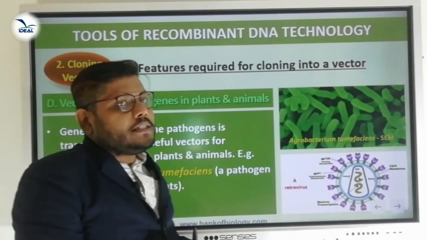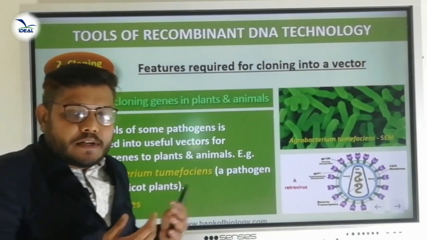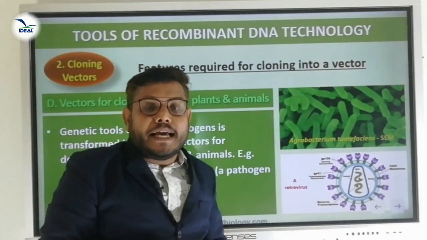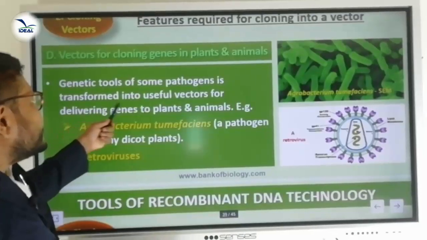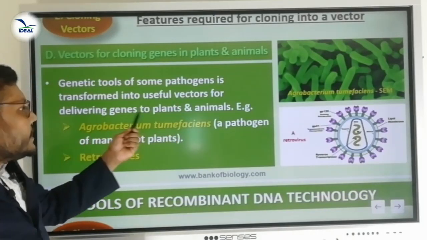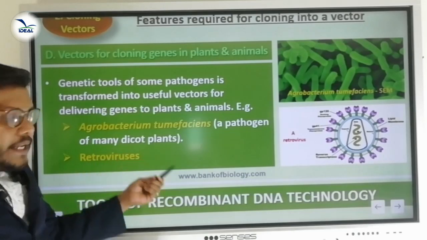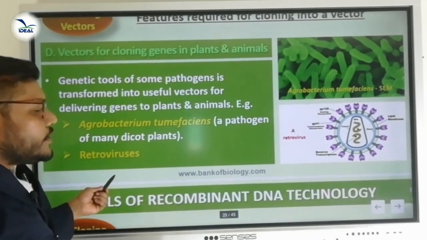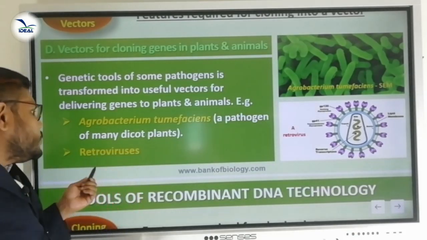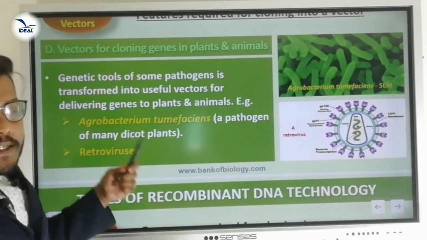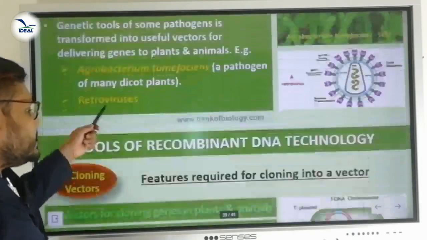In the case of plants, gene transfer can take place with the help of the Ti plasmid. The Ti plasmid is one kind of vector obtained from Agrobacterium tumefaciens. Look here, genetic tools of some pathogens are transformed into useful vectors for delivering genes to plants and animals. Example, Agrobacterium tumefaciens, a pathogen of many dicot plants, and another one is the retrovirus. Retrovirus is mainly used in animals. Animal gene transfer takes place through the retrovirus, while plant gene transfer takes place through the Ti plasmid or Agrobacterium tumefaciens.